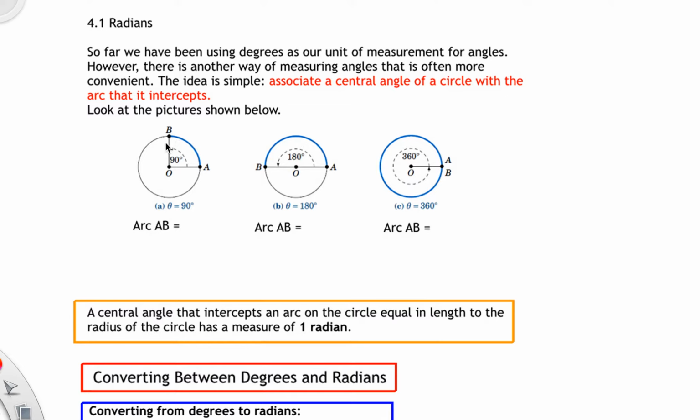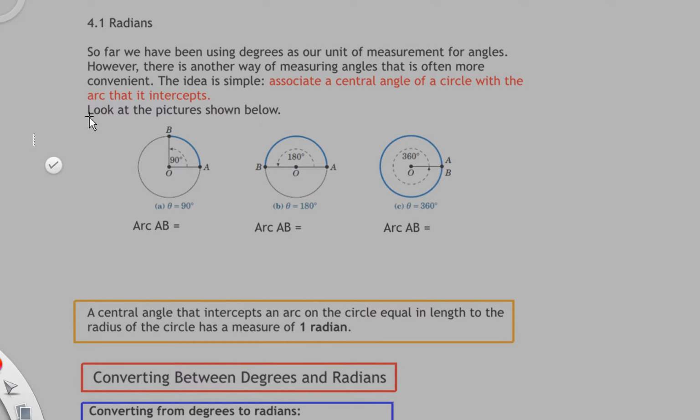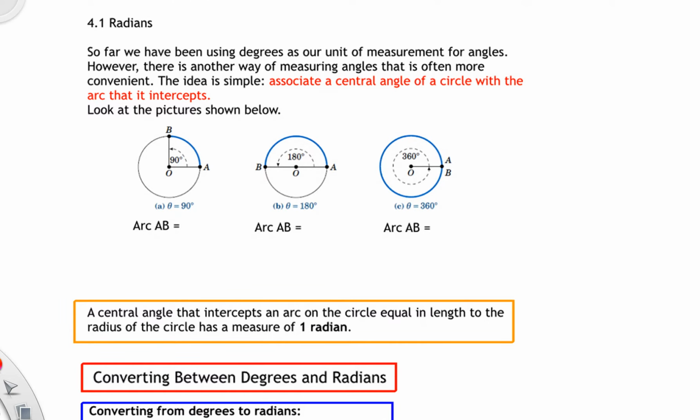So a 90-degree angle would intercept this part of the circle, right? And so the arc is the distance on the outside of the circle. We know that the circumference of a circle is 2 pi times r. So if I want to know what the arc AB is, so what's the distance from A to B on the outside of the circle, I would need to take the circumference and say, well, I need to take 90 out of 360, which is actually 1/4 of that circumference, and 1/4 times this would be pi over 2 times r.